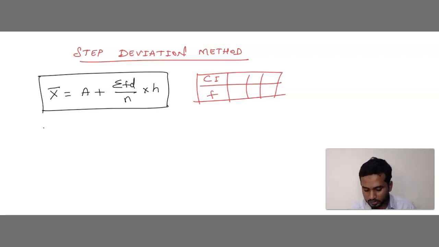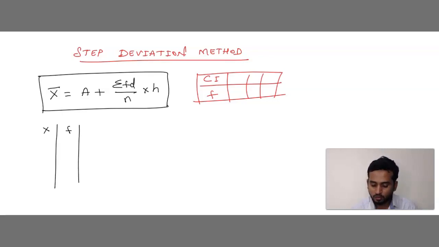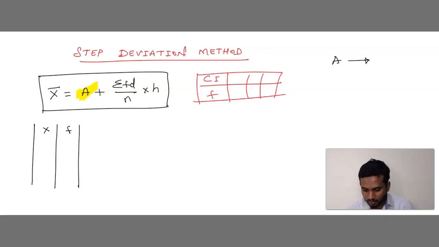Now first, as I said, you write x, that is the midpoint, and then you write f, all the frequency values. After writing this, come back to the problem. What do we want first? We want a. Separately you find a, the assumed mean. Separately you find the value of a. Next, what do we want? Sigma fd.